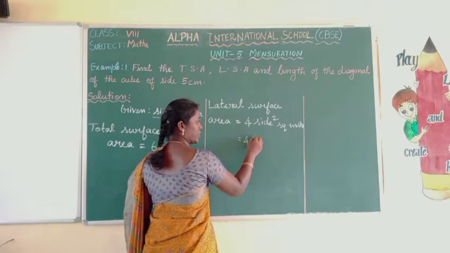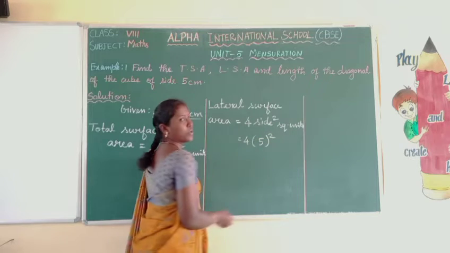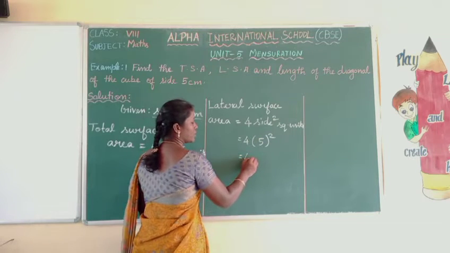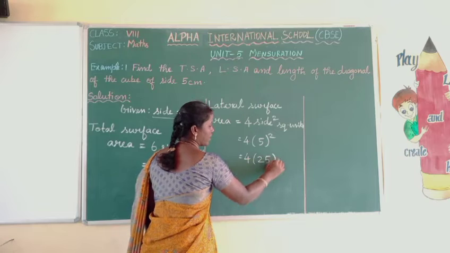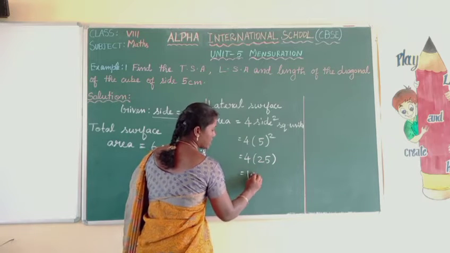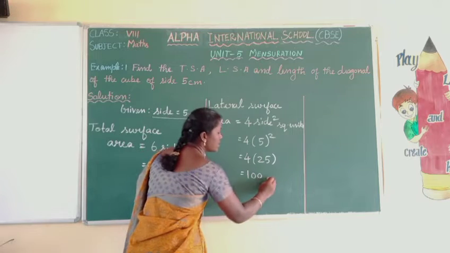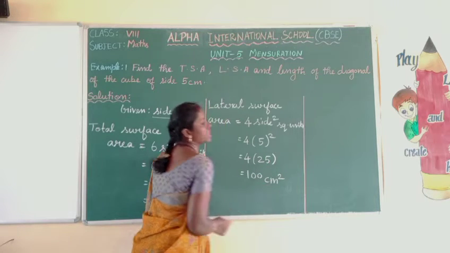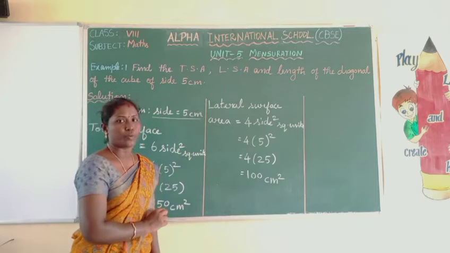That is 4 into, what is the side? 5. So 5 5s are 25. So 4 into 25. The value of 4 into 25 is 100. So 100 centimeter square is the lateral surface area of the given cube.